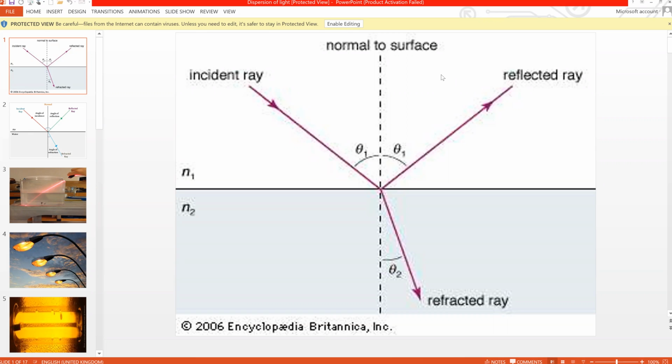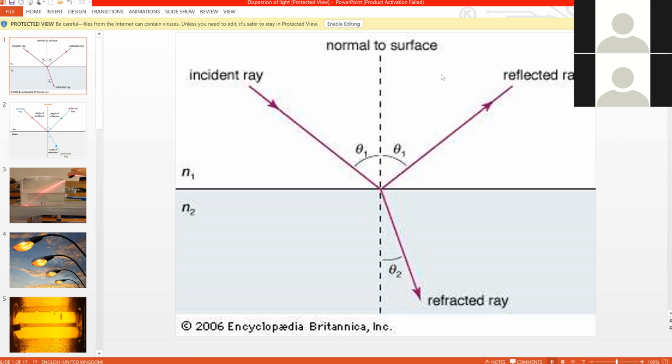There is one more ray in the downward direction, a red colored ray, and I wrote it as the refracted ray. So can anyone tell me what is meant by refraction, or where do we experience this refraction?